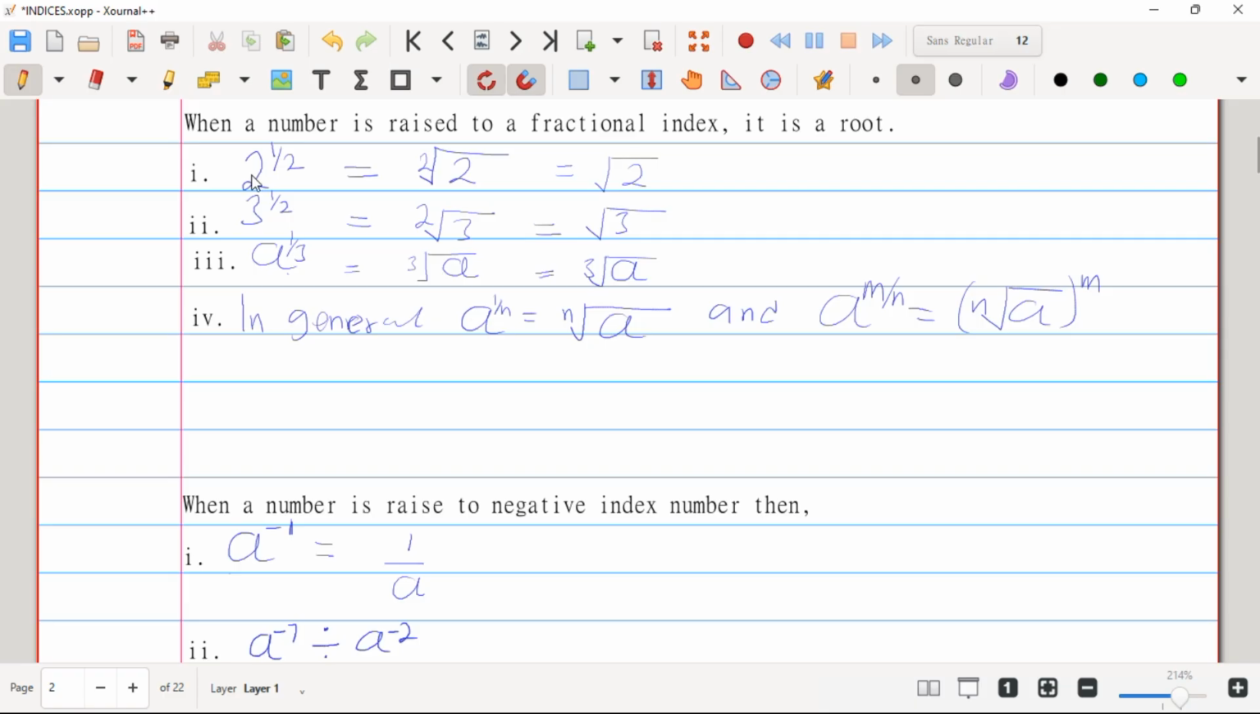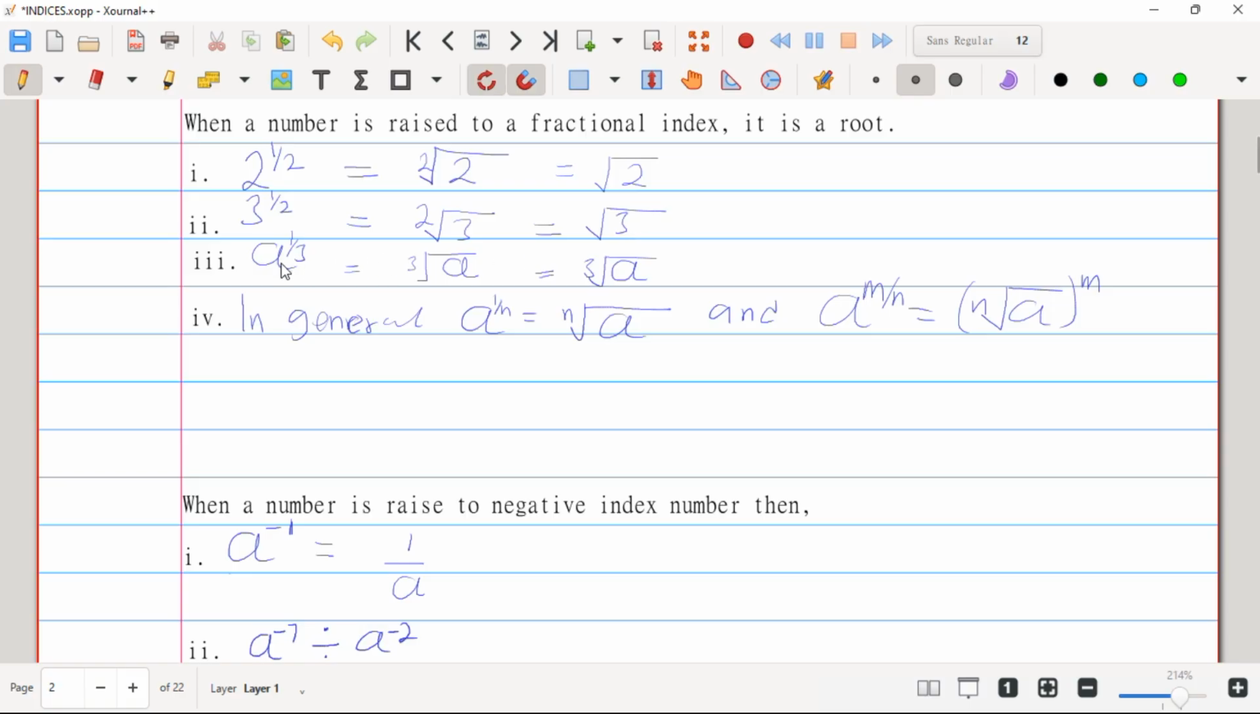So here we are having 2 raised to the power 1 divided by 2. For that one, we see the half means square root. So here 2 raised to the power half is surely going to give us square root of 2. Usually for the square root, you don't bring the denominator here. So the half is square root, and they are mostly written as square root of 2. And then we have 3 raised to the power half. This is also going to give us square root of 3.